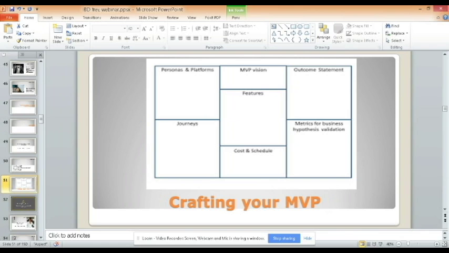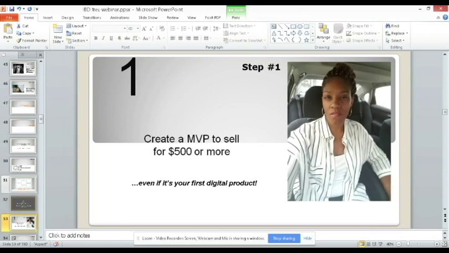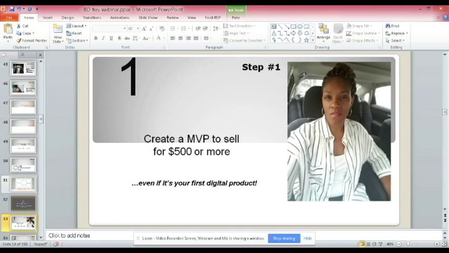So the metrics for your business, hypothesis, validation, how is this going to work out? And of course, your outcome statement. And that's all you really need. People will pay you however much you think you're worth. And honestly, whether you think you can or you think you can't, either way, you're right. So create an MVP to sell for $500 or more, even if it's your first digital product or service.